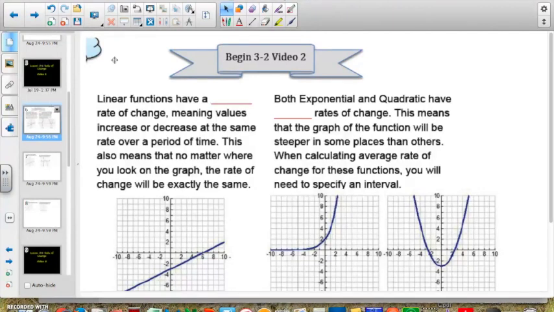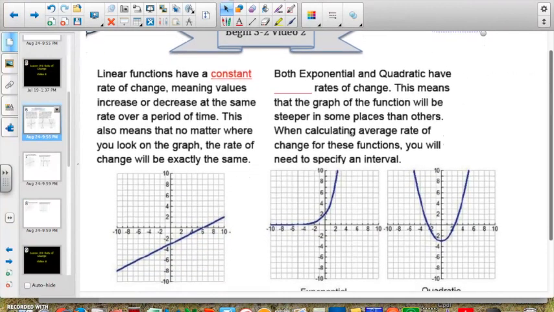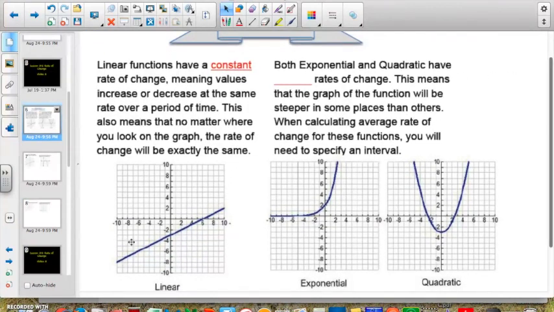With our linear functions, we are going to have a constant rate of change, meaning that values increase or decrease at the same rate over a period of time. This also means that no matter where you look at the graph, the rate of change will be exactly the same. So if we're looking at this graph, the graph is always going up by the exact same amount. It's going to be a straight line.